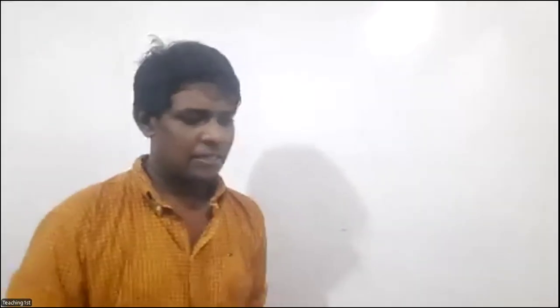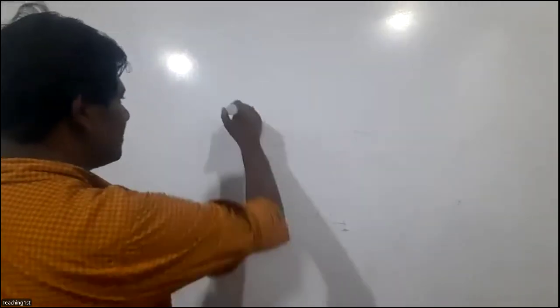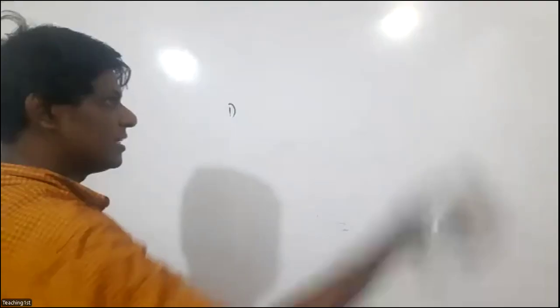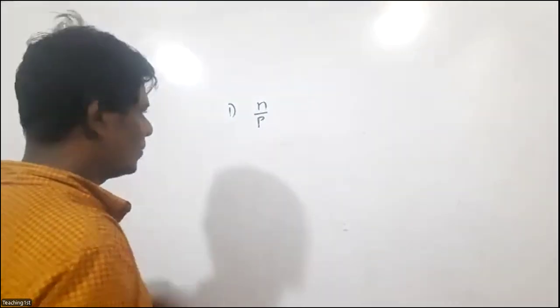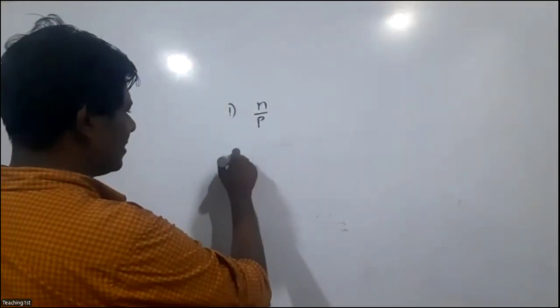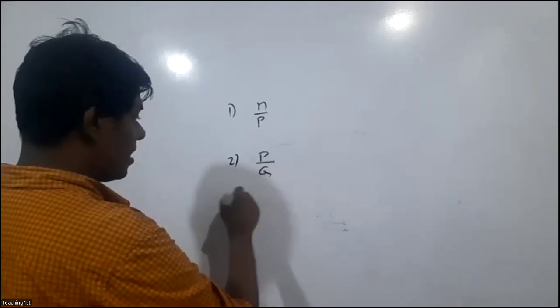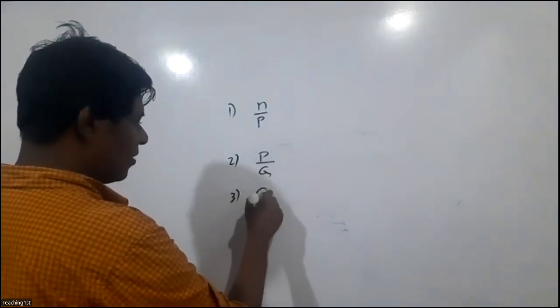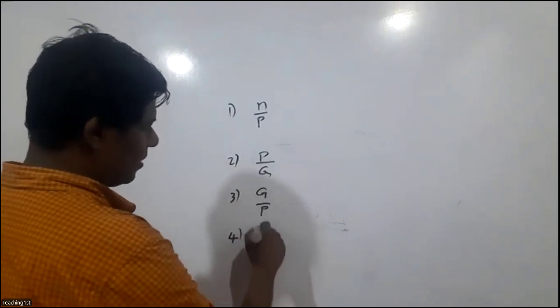But I don't really rely on those things. I want you to do something for now. Have a good look at these. You have to try these before the interconversion. Number 1, nano over pico. You have to find the ratio, right? Number 2, pico over giga. Number 3, giga over pico. Number 4, kilo over mega.